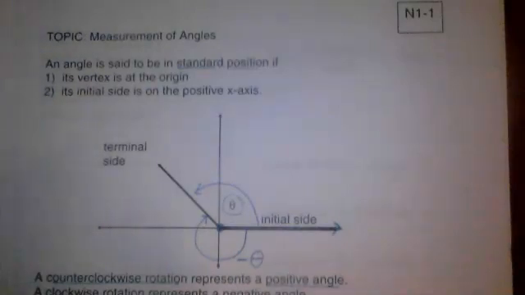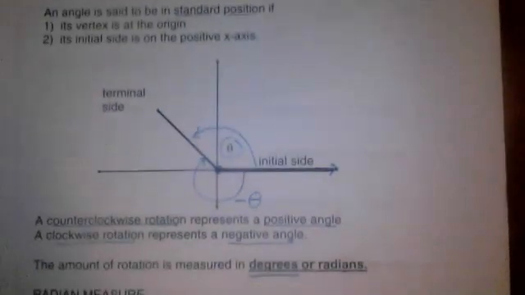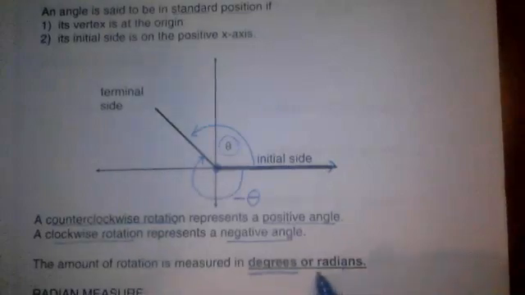Now, this rotation can be measured in degrees or in radians. Degrees are something that you're probably familiar with. You know that 180 degrees means you're turning around, and 360 degrees is a full circle, turning all the way around. But we're probably not as familiar with radian measure, so we're going to talk about radians just a little bit today.